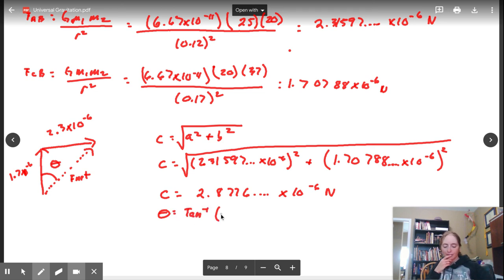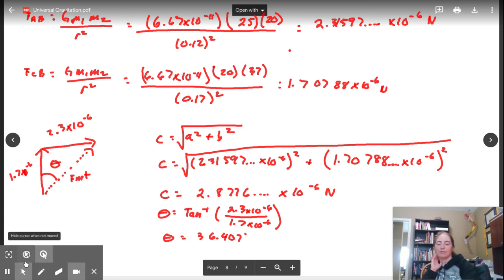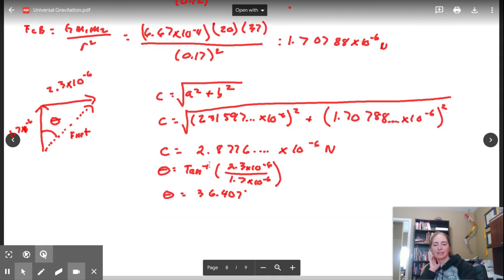Okay. So my tan inverse is going to be my opposite over my adjacent. So there's theta. I'm going to use my opposite, and divide that by my 1.7 times 10 to the -6. And I get theta of 36.407 degrees.